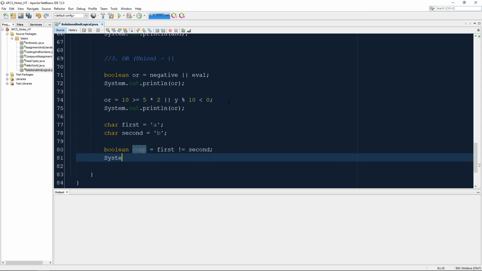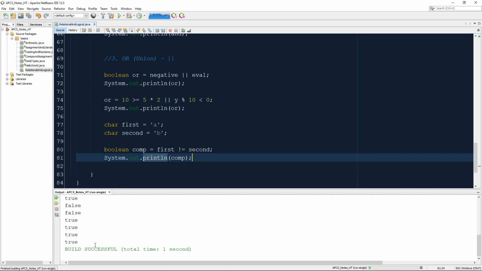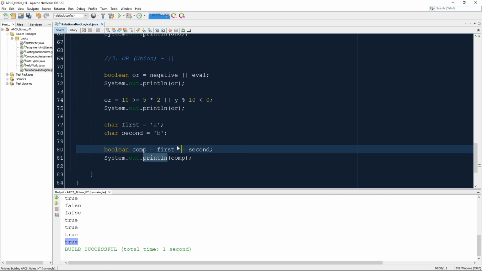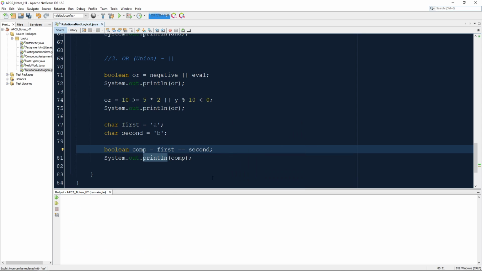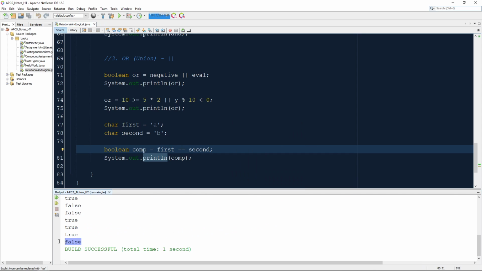And if we print this out, hopefully we recognize that we should see true, because the lowercase a is not equal to the lowercase b. So let's go ahead and run it and see what happens. Our last thing should be true. And there it is, that last one is true. And if we made this equal to, then it would be false because they are not the same thing. And there it is as false, right?